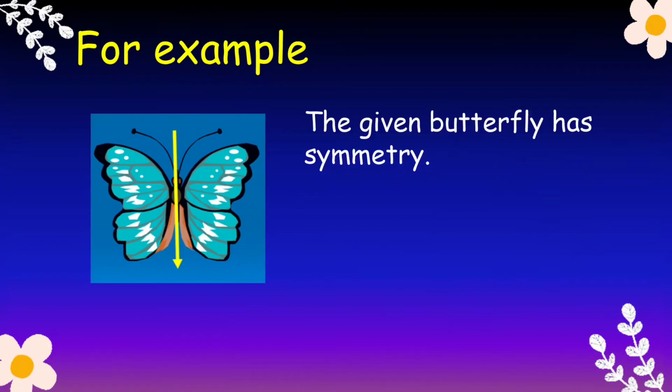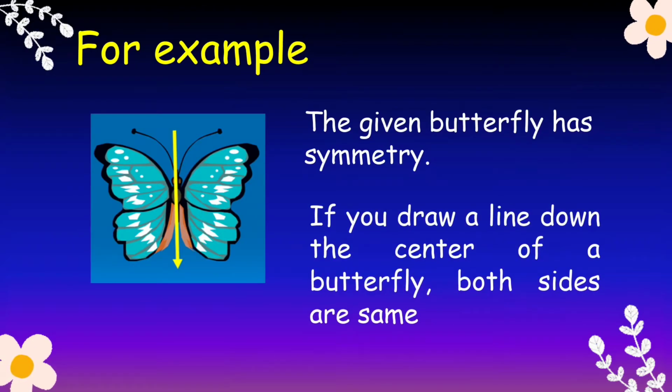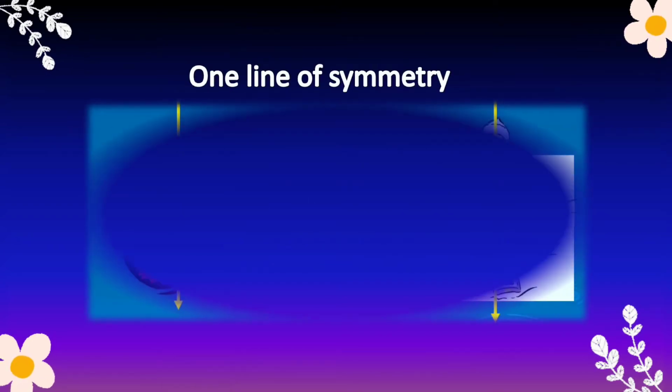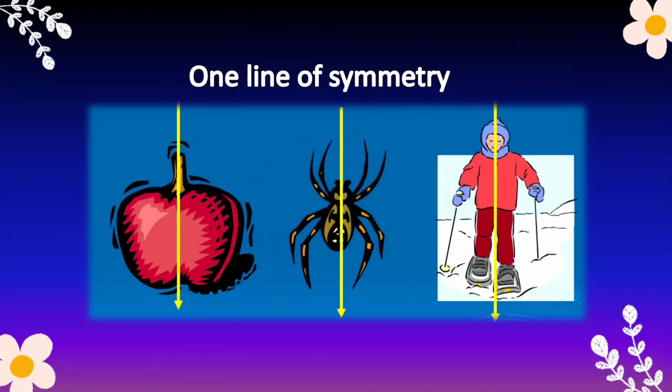For example, you can see a butterfly here, and this line I have drawn. You can see a line drawn here. This is the line of symmetry. The given butterfly has symmetry. If you draw a line down the center of a butterfly, both sides are the same. Here you can see both left and right side are the same. These are some of the examples which have one line of symmetry.